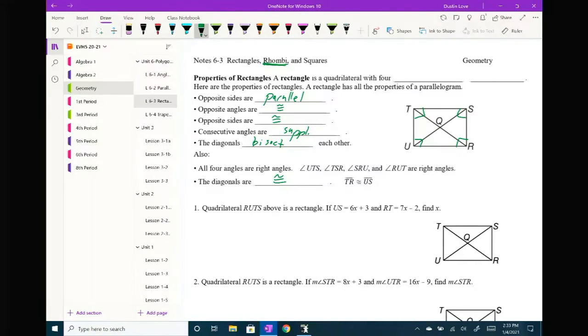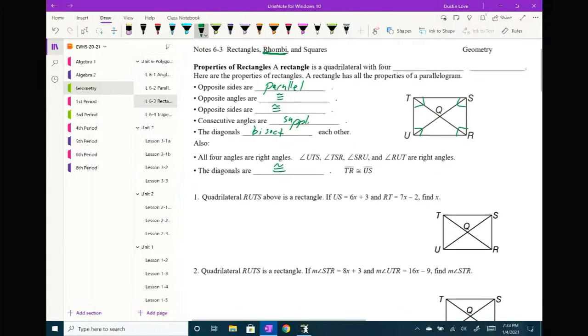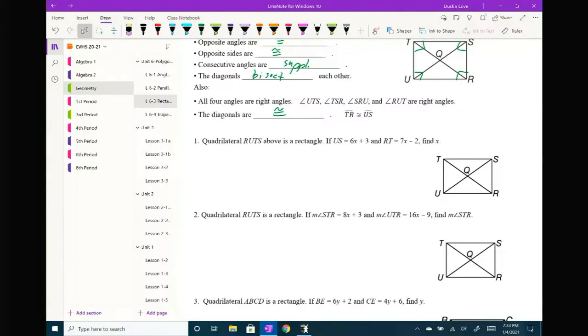Okay, so for number 1, we've got RUTS is a rectangle, and it tells me that US is 6x plus 3. And RT is 7x minus 2. Now, since this is a rectangle, then I know that those are congruent, so I can set them equal to each other. So 6x plus 3 equals 7x minus 2.